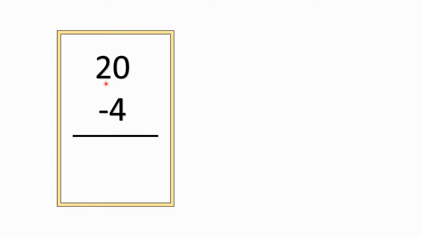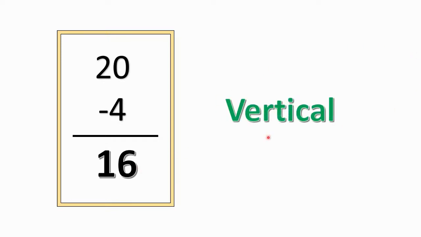Same we will see with the help of numbers. 20 is given. Then we take away 4. So students, how many remaining? 20, then subtract 4, 16. Yes, this is also the same vertical form.